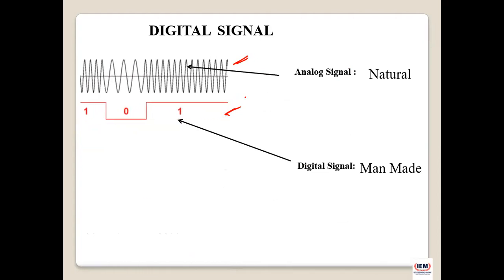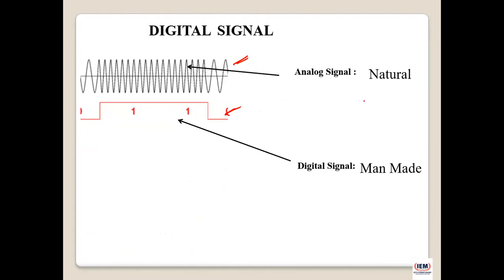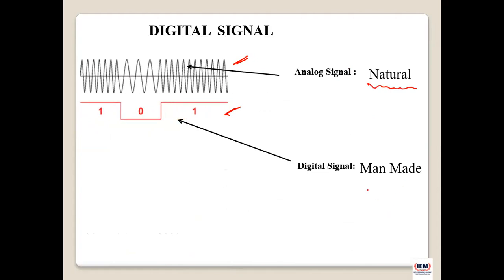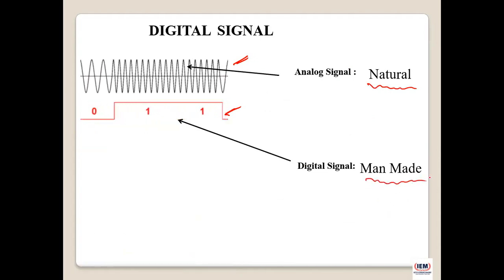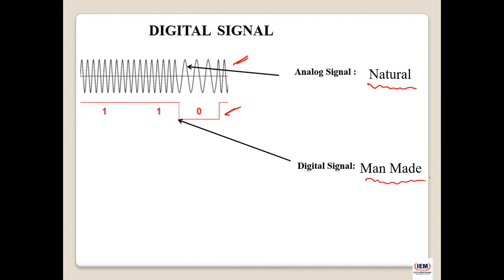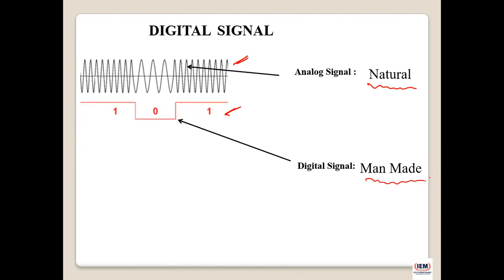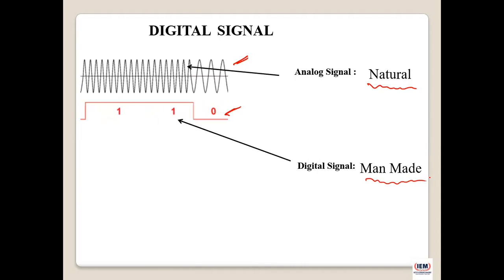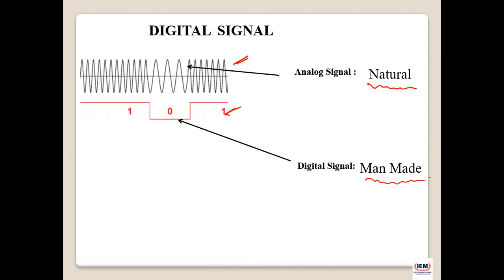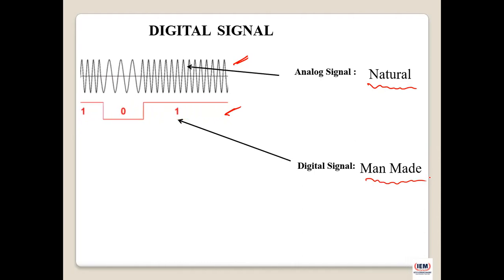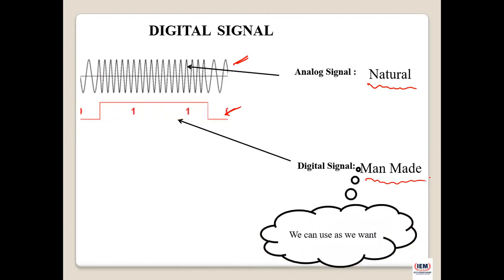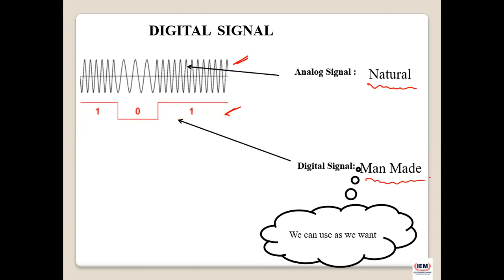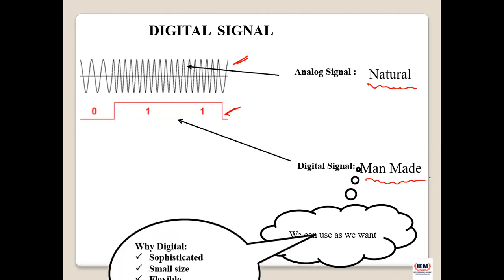And the interesting part of this slide is that this analog signal is a natural signal, and the digital signal is the man-made signal. So remember that. Whatever you want, you can change in the digital signal. You can modify it. That is also the advantage of the digital signal. So I already mentioned here that we can use it as we want.